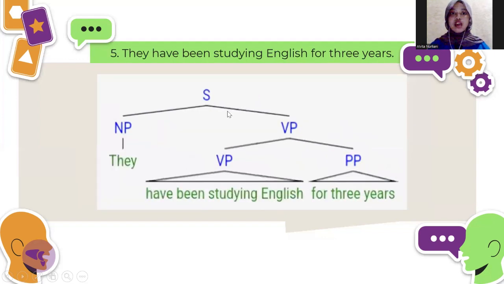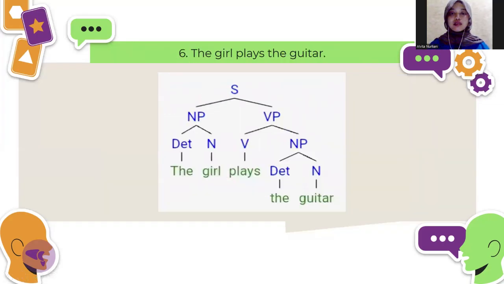Number 5, they have been studying English for 3 years. They works as the noun phrase, and the verb phrase consists of the verb phrase have been studying English and also the prepositional phrase for 3 years. Number 6, the girl plays the guitar. Here, the subject is the girl, working as the noun phrase, and the verb phrase consists of the noun phrase combined with the verb plays.